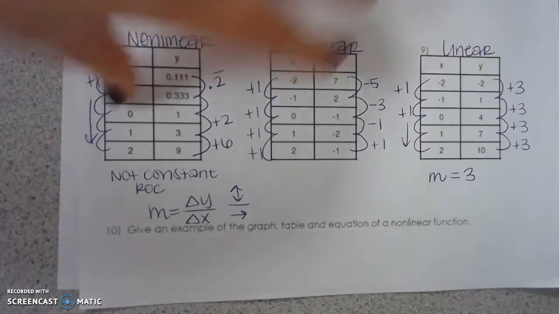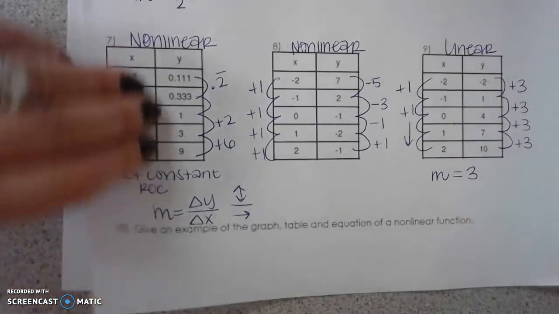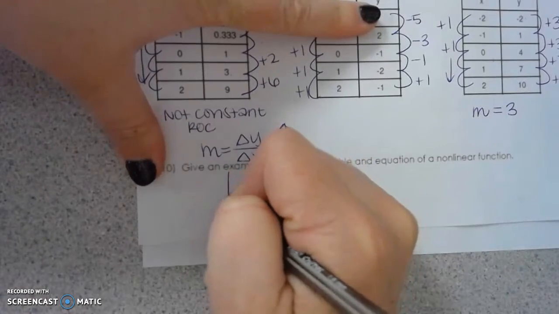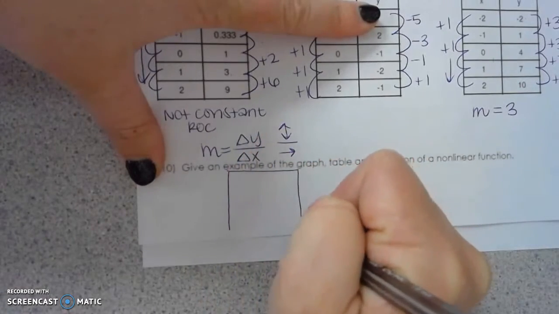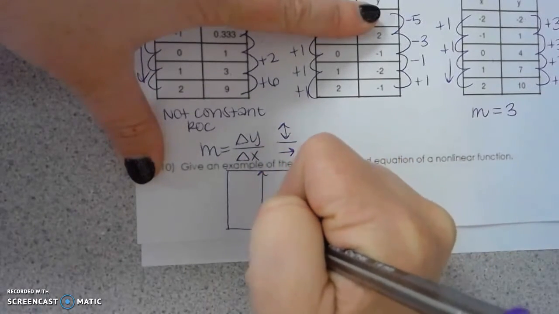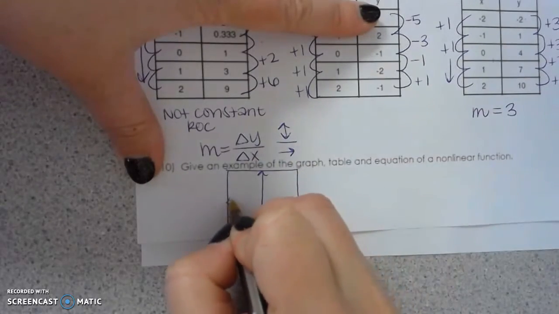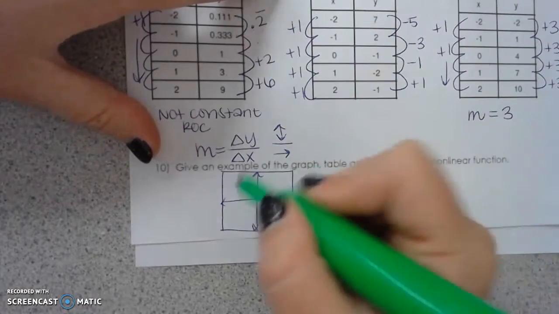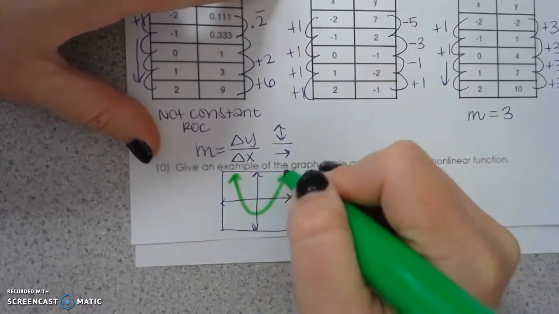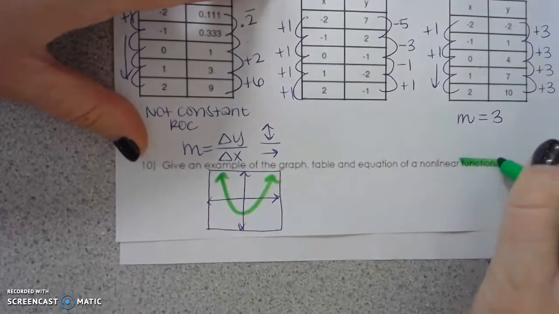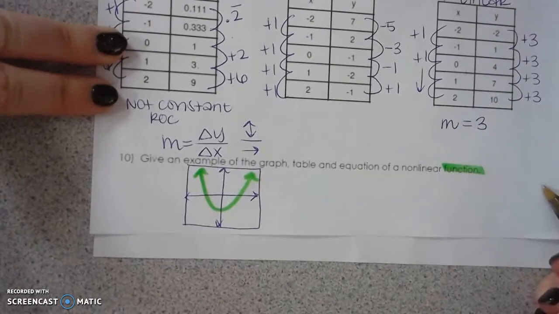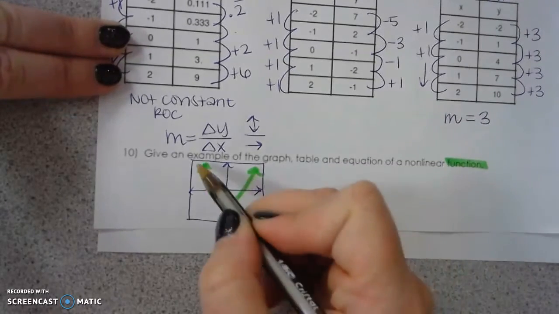Okay, give an example of a graph, table, and equation of a nonlinear function. So graph. I don't know why I decided to put it in a box. I'm losing my mind today. I'm going to do some different color. Nonlinear, make it curved. You do need to make sure that it is a function though. So you couldn't have given me something like this, something that's not a function. This is a function and it's nonlinear.